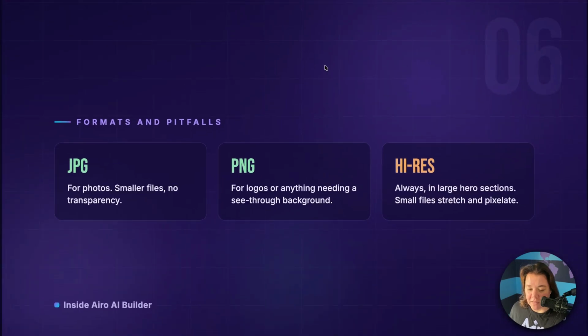Formats that do work well: JPEGs are great for photos, smaller files, and they don't offer transparency, whereas a PNG file would offer transparency for logos or anything else that needs to have a see-through background. Finally, make sure that your images, especially for large hero sections on your website, are really high resolution. A small file stretched out is going to look too pixelated.